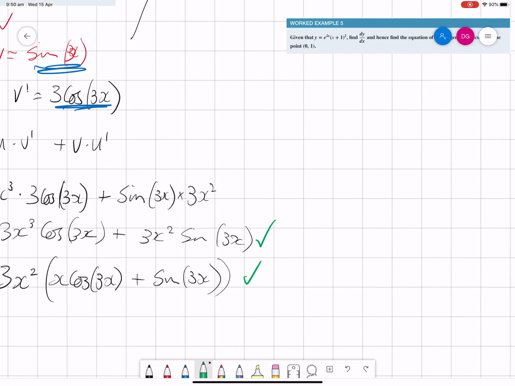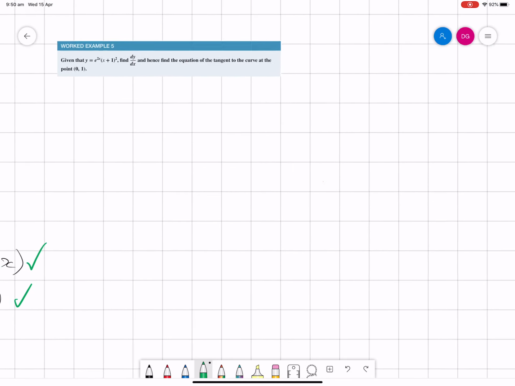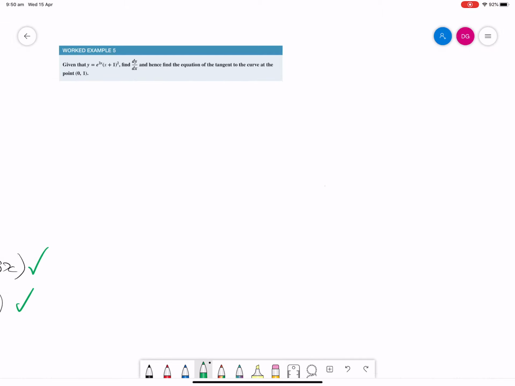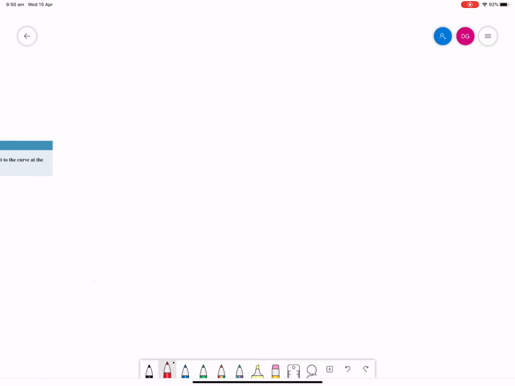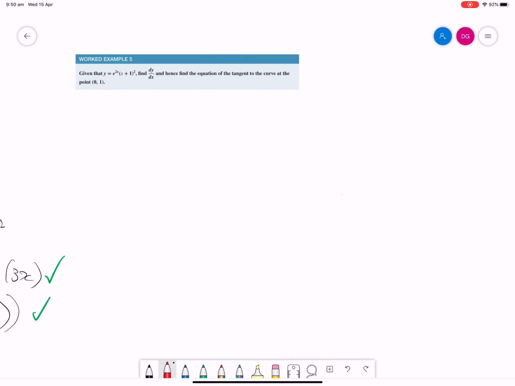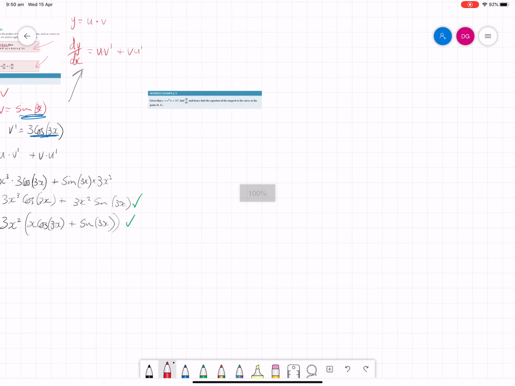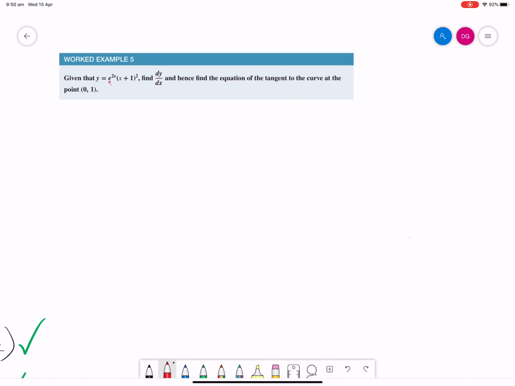Now let's have a look at another example. Let's look at worked example 5. Again, we have a function multiplied by another function. Essentially we have y equals u times v, u equals e to the power of 2x, v equals (x plus 1) all squared.